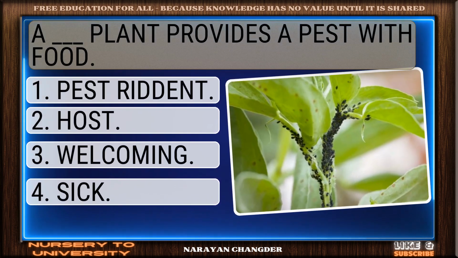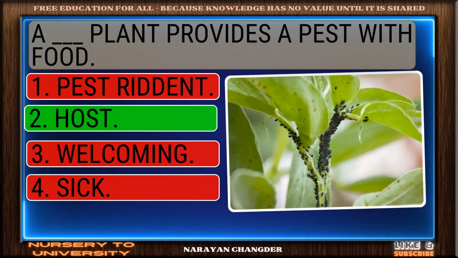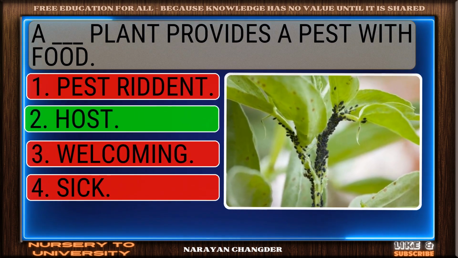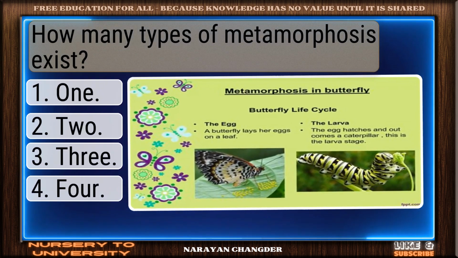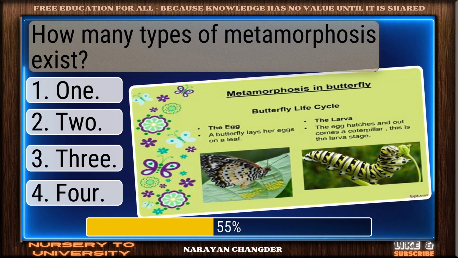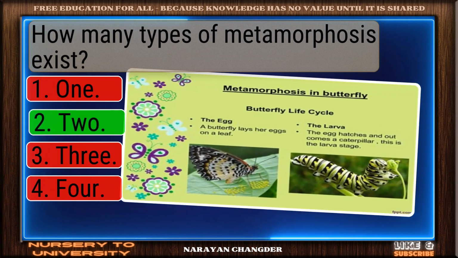A dash plant provides a pest with food. On track. Host is the correct answer. How many types of metamorphosis exist? Strong choice. 2 is the right answer.